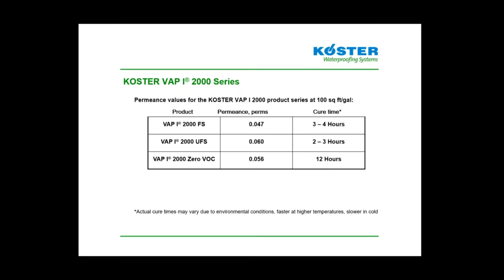Here we have the permeance values for the products that we'll discuss that are in this VAP 2000 product line. This is installed at 100 square feet per gallon at 16 mils. Obviously, all of the perm ratings are below the standard of ASTM E96 and F3010 of 0.1 perms. They're all certified at a minimum of 11 mils. So this coating is normally installed between 100 to 150 square feet per gallon, between 11 to 16 mils, but 11 mils at minimum.